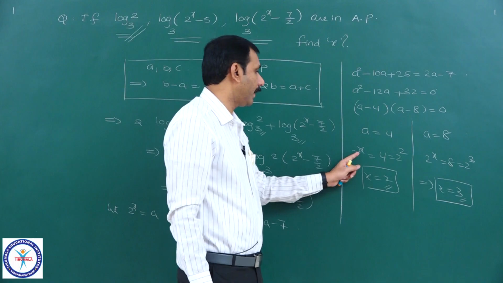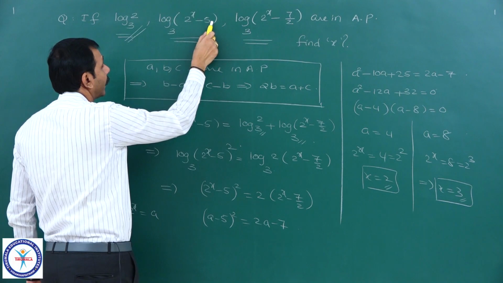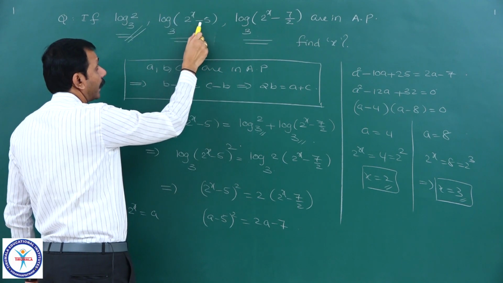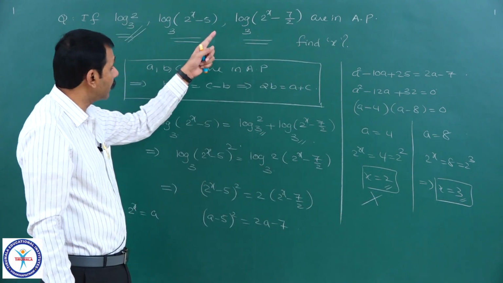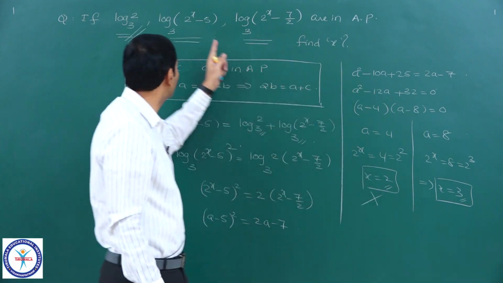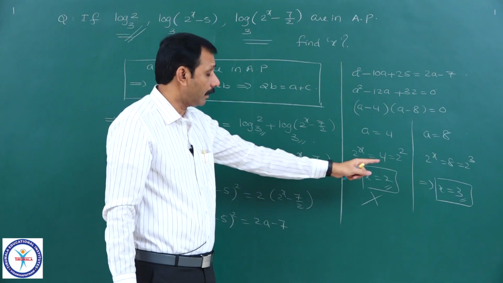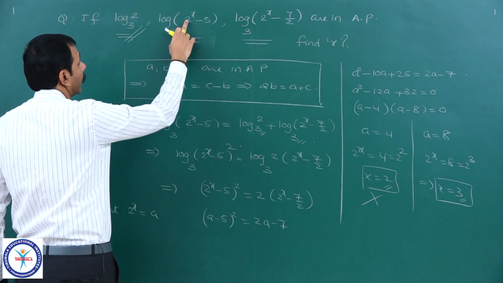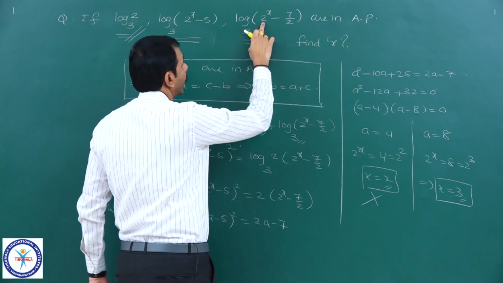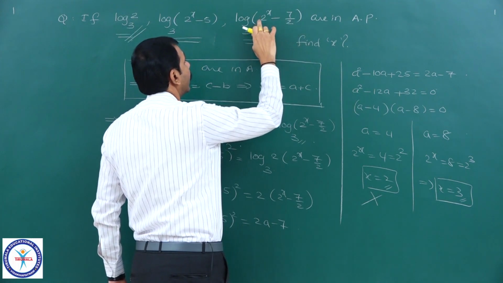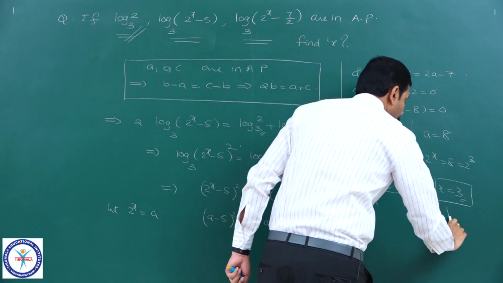Suppose if I take 2^x equal to 4 or x equal to 2, what will happen, you see? Log of 4 minus 5, log of minus 1, logarithm of a negative number is not defined, therefore it is not a solution. You need not check further, because at x equal to 2 it is not defined, therefore it is not the solution. And I take x equal to 3, here 8 minus 5, yes, clearly defined. And here also 8 minus 7/2 means less than 8, therefore it is also positive, it is also defined, therefore it is the solution for that one.